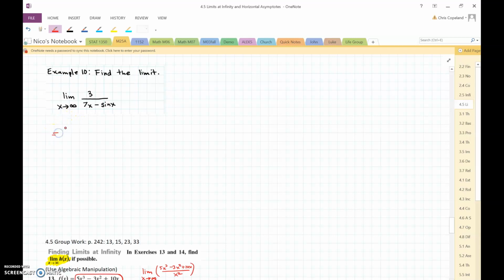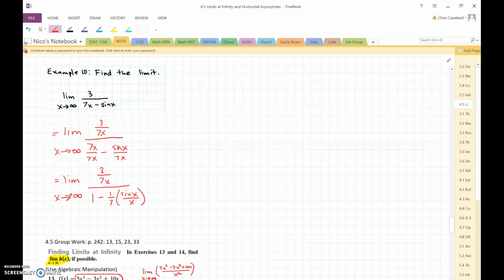So let's try some algebraic manipulation. Let's try 3 over 7x all over 7x over 7x minus sine of x over 7x, as x goes to infinity. Then let's simplify this. Let's make this the limit of 3 over 7x all over 1 minus, let's make this 1/7 times sine of x over x, as x goes to infinity.